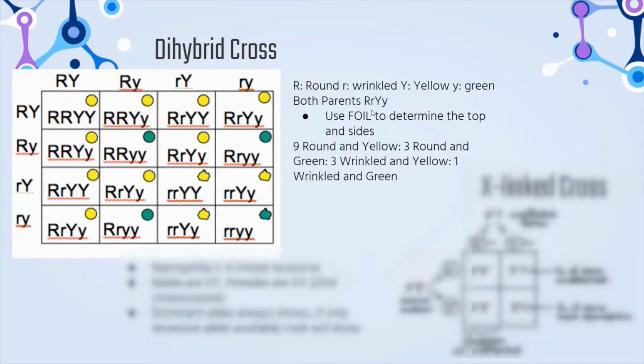For the inner, we will take a lowercase r and a capital Y. And finally, for the last, we will use the lowercase r and the lowercase y. And we have written those on the top and the side. And once we combine all the letters together, we will come to a phenotype ratio of 9 that are round and yellow, 3 that are round and green, 3 that are wrinkled and yellow, and 1 that is wrinkled and green.